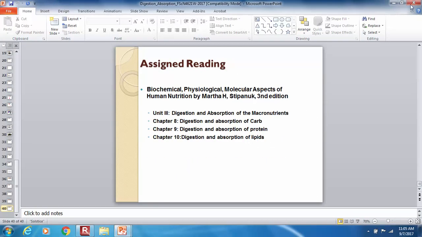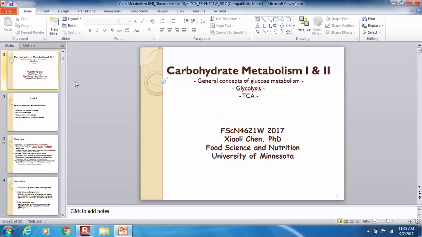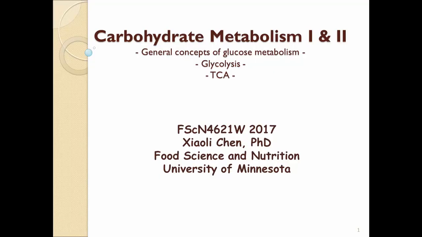All right, so now let's talk about carbohydrate metabolism. Carbohydrate metabolism 1 and 2. In this session, we're going to talk about the general concept of glucose metabolism and touch on glycolysis and maybe the TCA cycle, right?